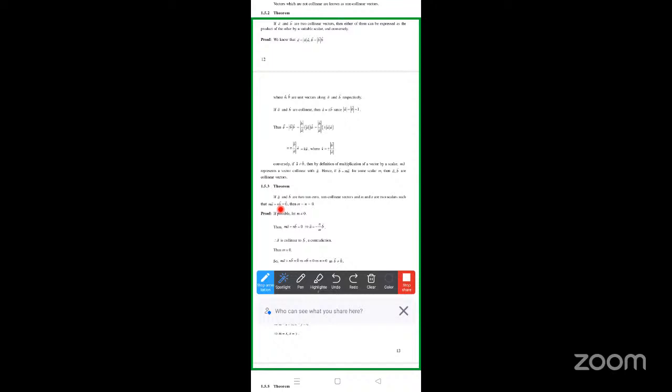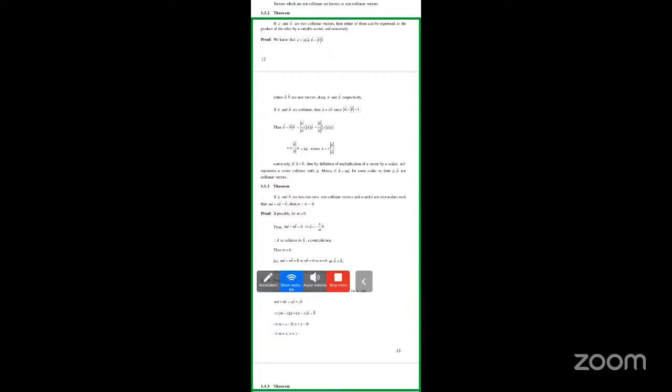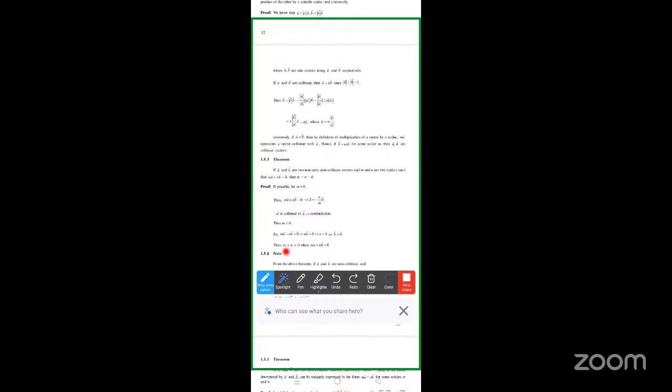Next, second theorem. If A bar and B bar are two non-zero, non-collinear vectors, and M and N are two scalars such that M into A plus N into B is equal to 0, then M is equal to N is equal to 0. Suppose M is not equal to 0, so MA plus NB is equal to 0. So we can write A is equal to minus N by M into B bar, so A is collinear to B, by contradiction. Thus M is equal to 0. So this is a contradiction to our assumption. Thus M is equal to N is equal to 0 when M into A plus N into B is 0.